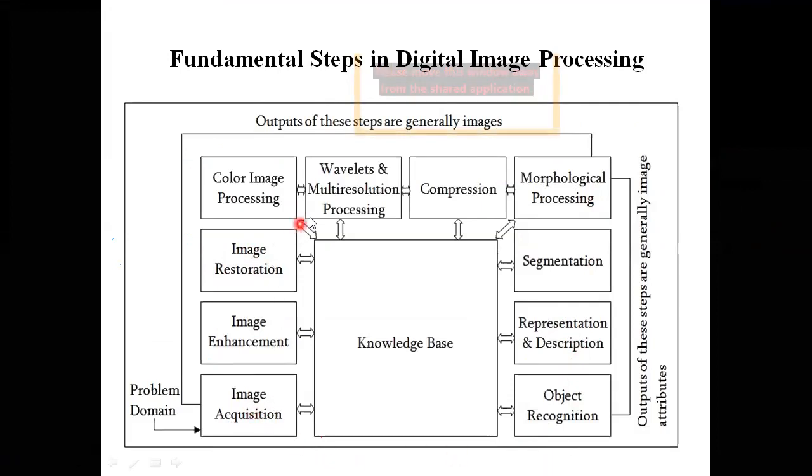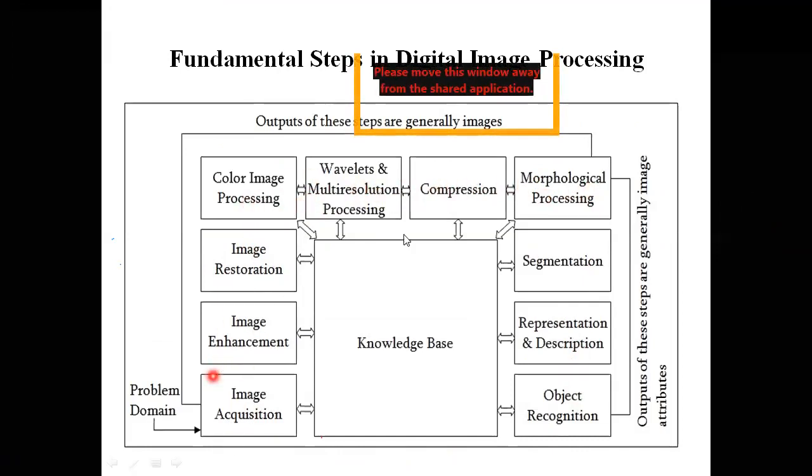From image acquisition to morphological processing, we change the image to increase its appearance. Next, these 4 steps are used to get the total attributes about that image. And to know the total information about that image, we use these 4 steps. Okay. So this is about the fundamental steps in digital image processing.